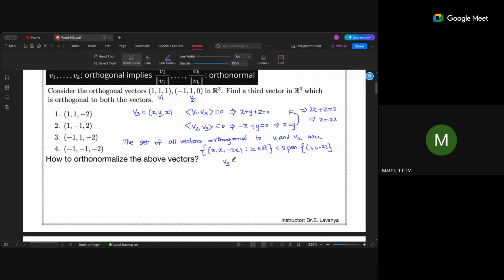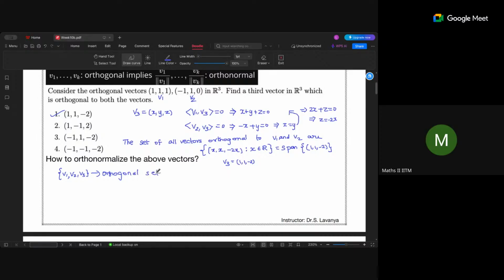Let's take one specific vector. So this is the answer. So here we have V1, V2, V3. First of all, are they all orthogonal? We already have the inner product of V1 and V3 is 0, and the inner product of V2 and V3 is 0. What about the inner product of V1 and V2? That's also 0. So this is an orthogonal set already, right?